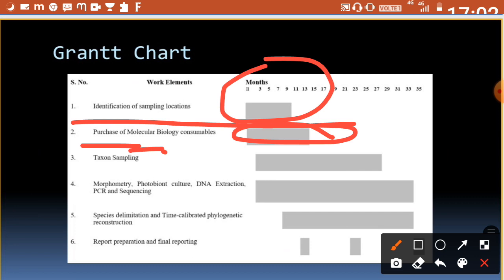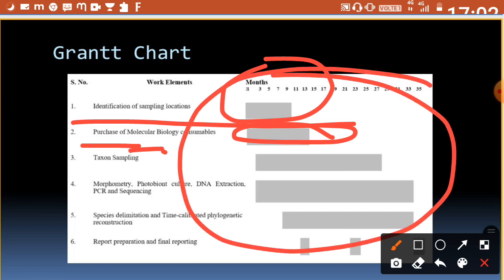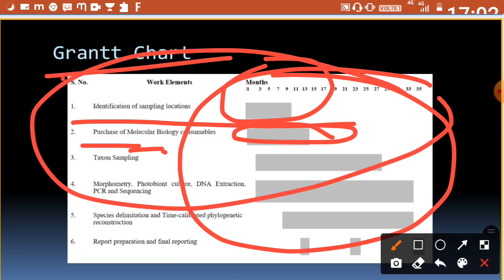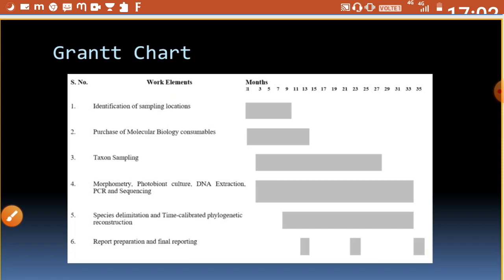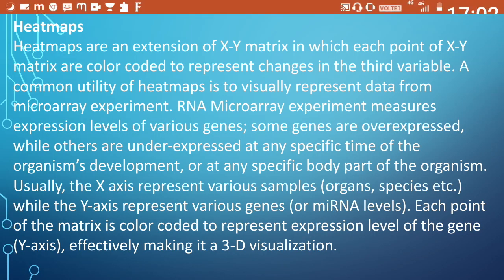Okay, it's like progress or planning, like you have planned to do something in between 3 to 9 months, or you have planned to do something in between 3 to 11 months. So that's what your Gantt chart shows. A Gantt chart shows the progress. Fine. So the next is your heat maps.